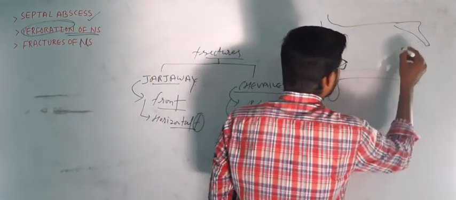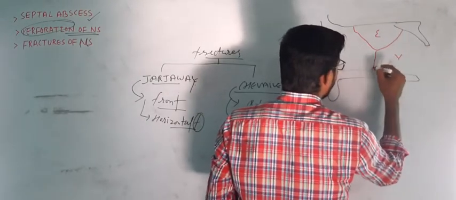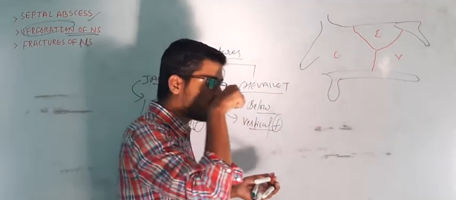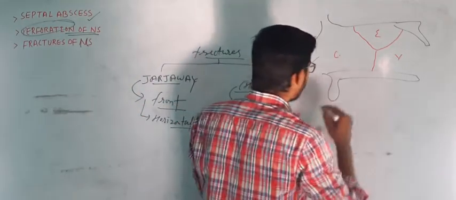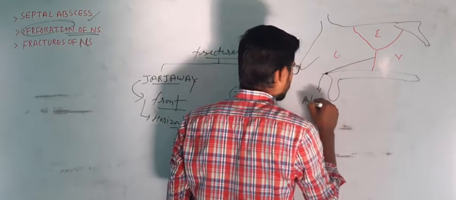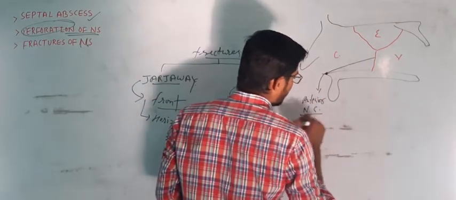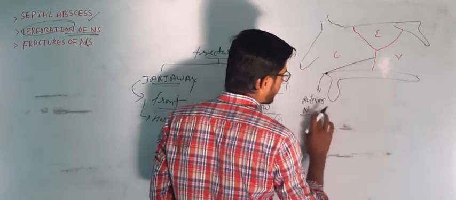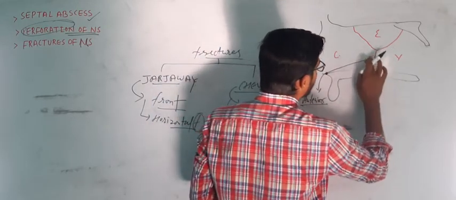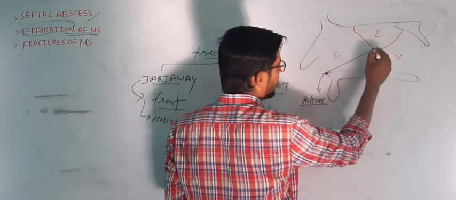Here are the markings. This is the ethmoid plate. Here is the vomer, and this is the cartilage part. If you are giving pressure from the anterior or from the front, it will go like this. The fracture starts from the anterior nasal crest, the anterior nasal spine bone, and goes just above the junction of the cartilage and the vomer.